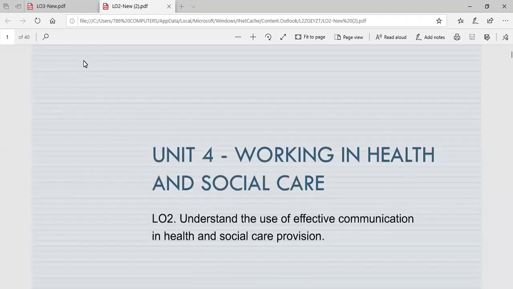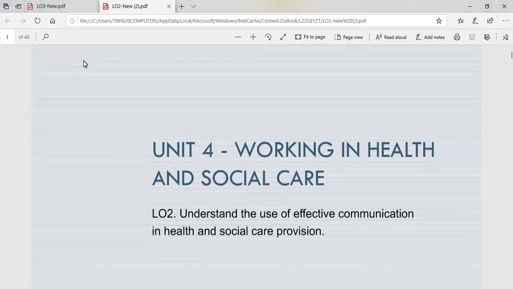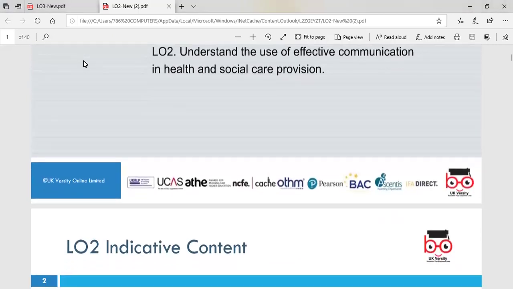So yeah, today we are talking about working in health and social care, and we are talking about understanding the use of effective communication in health and social care provision. The second LO we will be covering.